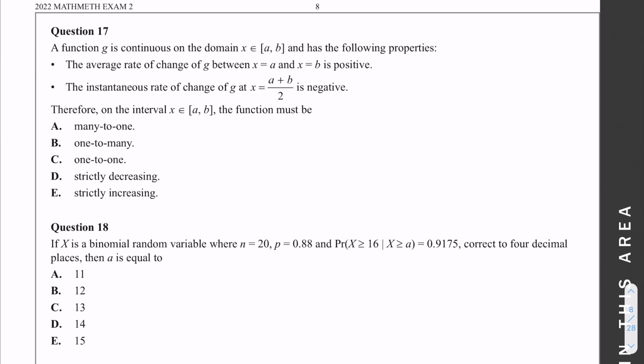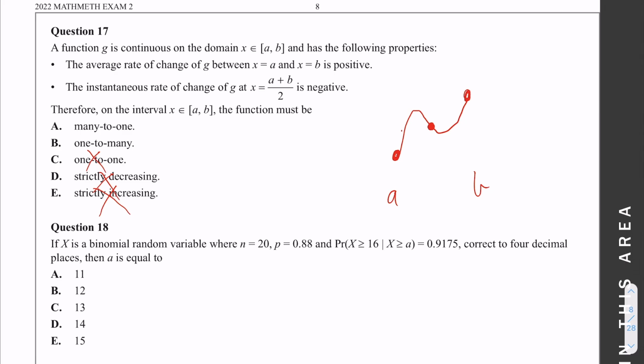Okay, the function g is continuous on the domain x is an element of a to b and has the following properties. So the average rate of change, that means y2 minus y1 over x2 minus x1. So if we have a here, b here, that means it's positive, so we have to start lower and end higher for the average rate of change to be positive. But if this is a and that's b, then a plus b over 2 is in the middle. So the instantaneous rate of change at that point, the gradient is negative. So we need to have something like that. And, well, that makes that wrong and that wrong. 1 to 1 is also wrong.